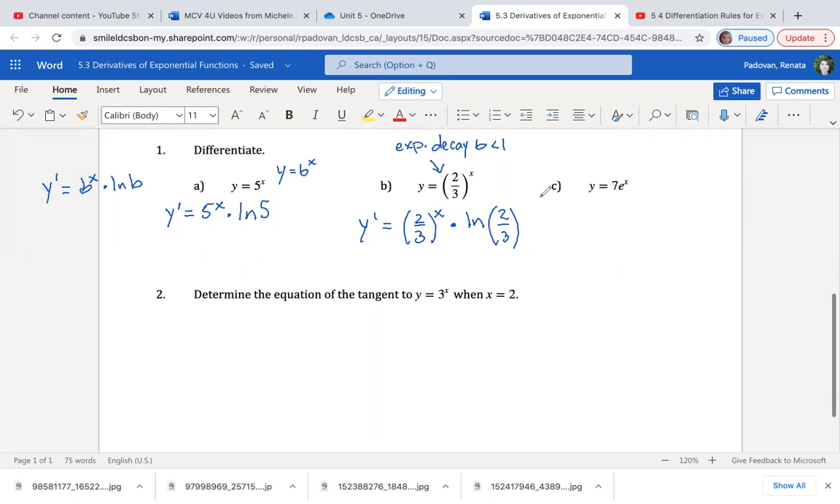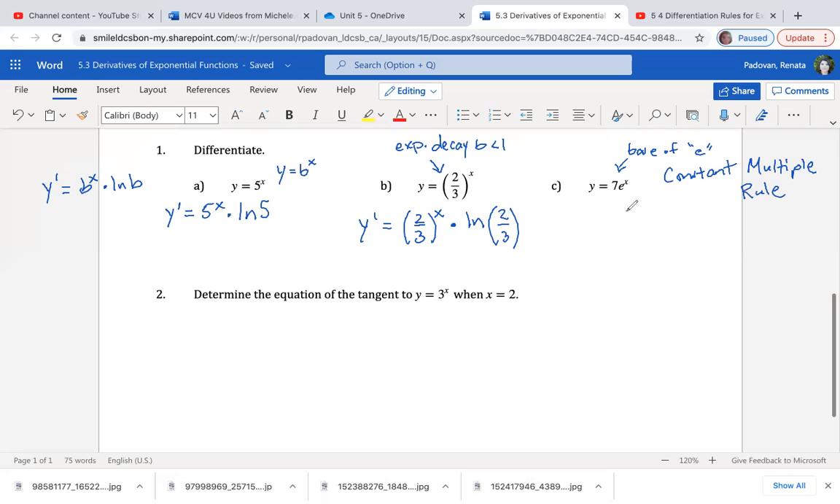Let's look at C, which is a little bit different than A and B, correct? Because C, you can see here, has a base of e, and it's multiplied by a constant. So in this case, we're going to do the constant multiple rule. This is not the second arrow, because the base is not b. We're talking about a base of e, so we do the constant multiple rule.